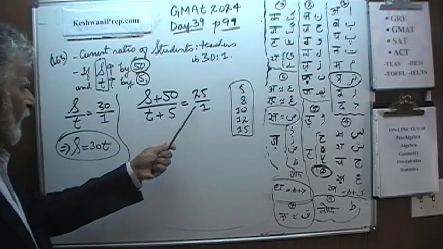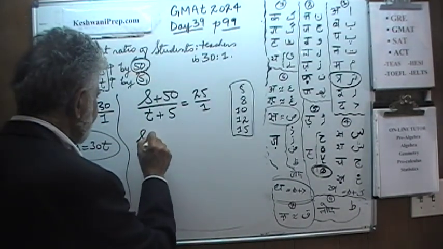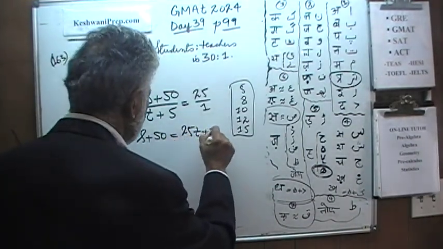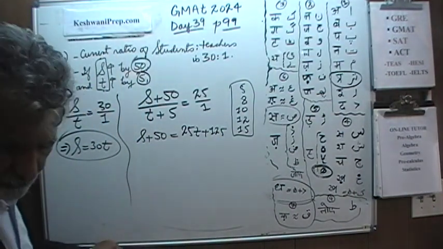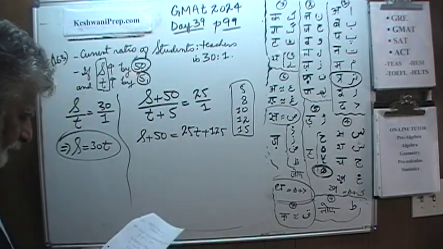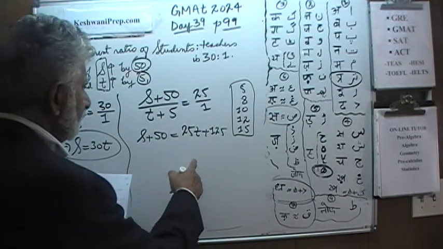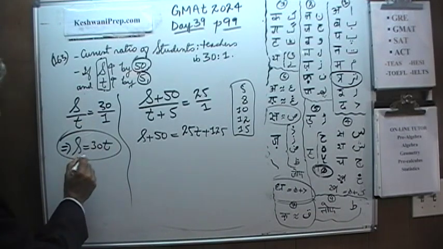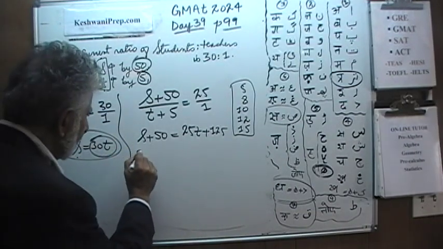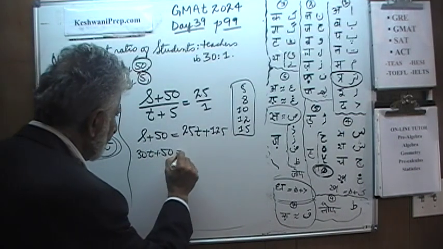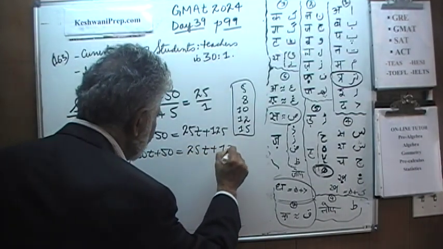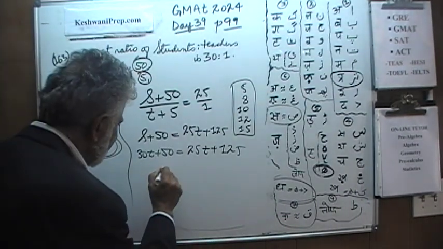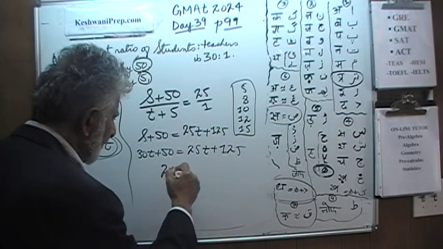Let's begin. Let's cross multiply, so we get S plus 50 equals 25T plus 125. Let's see what we can do next. Let's substitute. We know that S is equal to 30T. We're going to substitute it right here. So 30T plus 50 equals 25T plus 125. Actually, this is even more straightforward than I thought. Subtract 25T from both sides. So we're going to have 5T equals 125 minus 50.